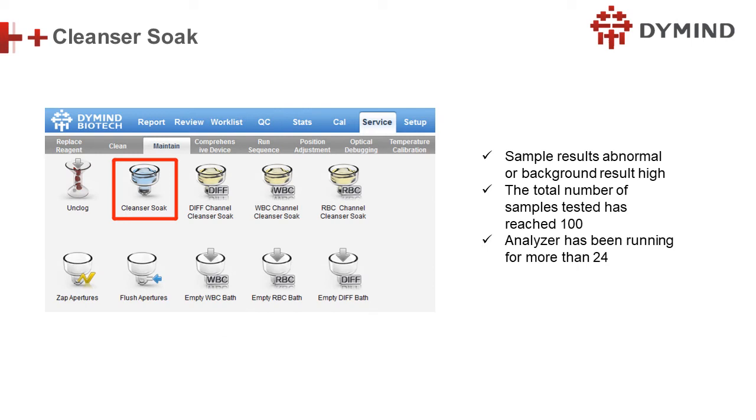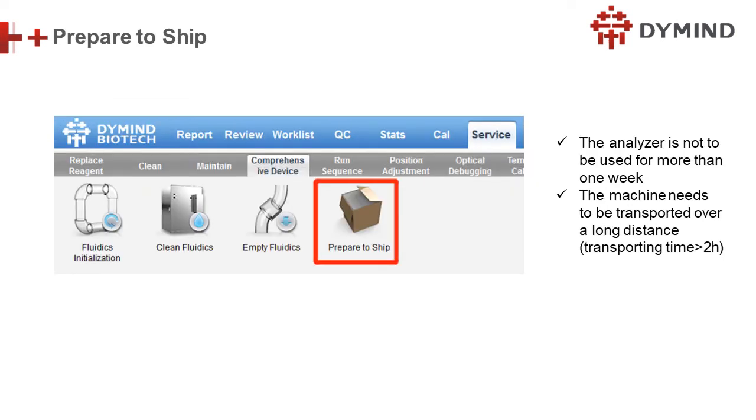Cleanser soaking. What is cleanser soaking? If the total number of sample tests has reached 100, the machine will remind you to do the cleanser soaking. So we will feed the cleanser and do soaking. If not, maybe the machine will alarm, some kind of clotting alarm.